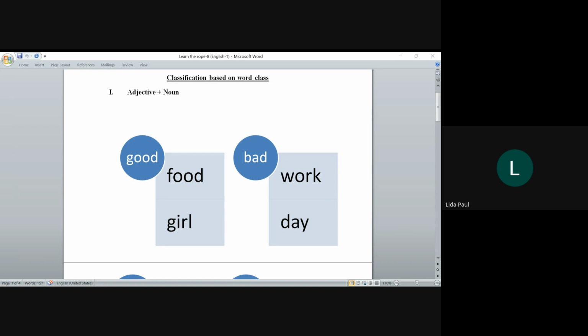And remember, these are lexical collocations, right? So adjective and noun combinations. Yeah, is my question clear? Or do you need any clarity on that? I'm only asking, can I say good food, good girl, good work, good day? Are they good combinations?